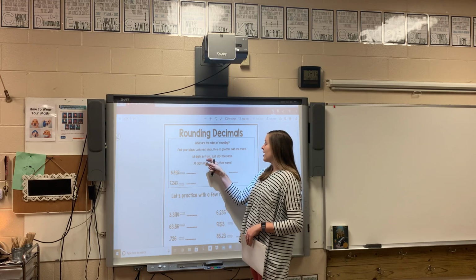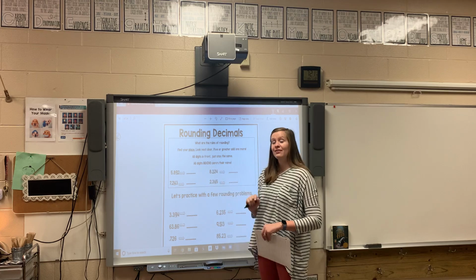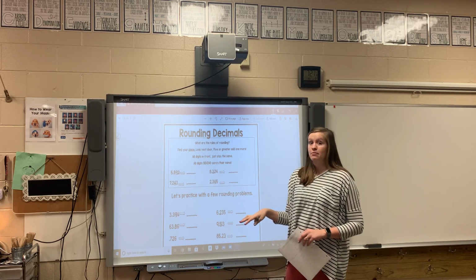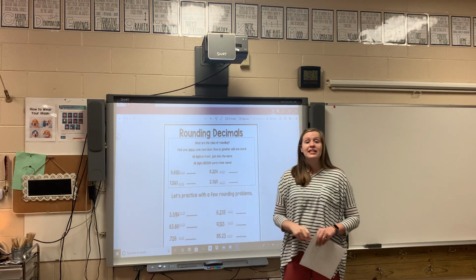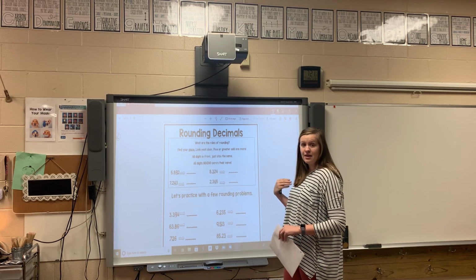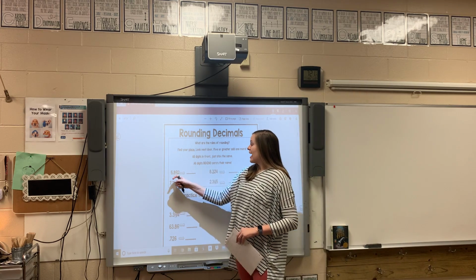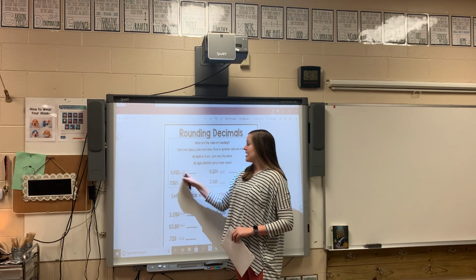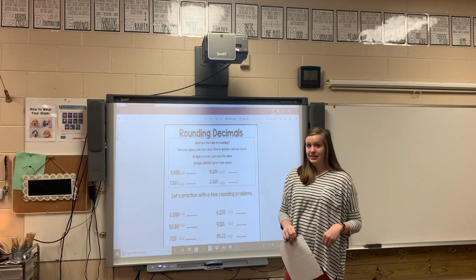All digits in front stay the same. So any number in front or to the left of the number we're rounding to stays the same no matter what, right? All digits behind become zeros. All digits behind the number that we're rounding to are going to become 0. So let's practice. We have 5 and 892 thousandths. We're rounding to the hundredths place.